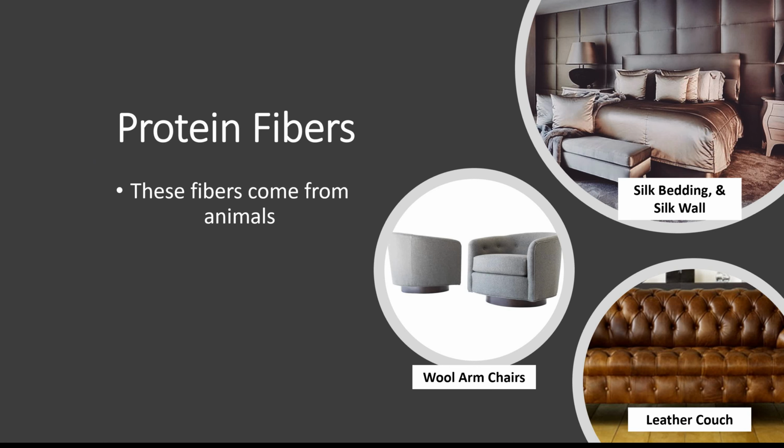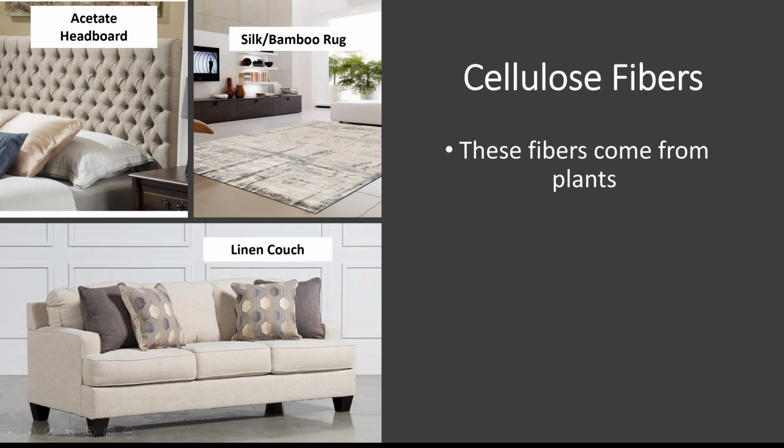So your protein fibers come from animals. Your cellulose fibers come from plants. So some examples I put on are like a linen couch, a silk bamboo rug, which by the way is crazy expensive. I looked up the price of that silk bamboo rug and it's like $12,000. An acetate headboard, all of those come from plants.